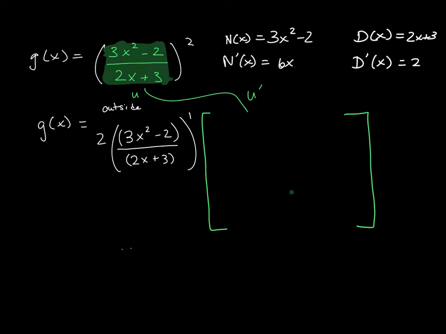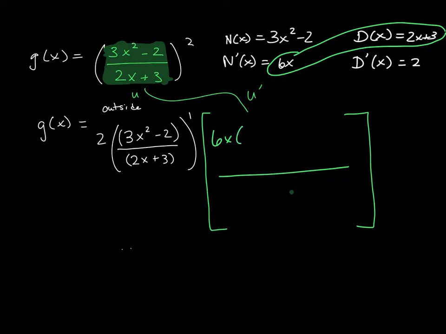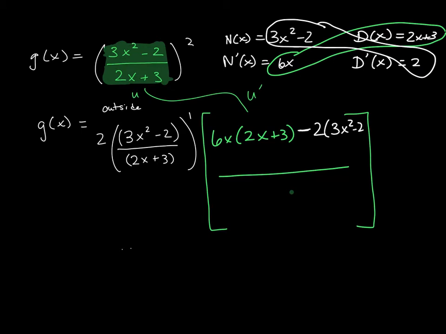So when you're going through and using the quotient rule, it is the derivative of the numerator times the denominator, which leaves me with 6x times 2x plus 3. Then I have to make sure I subtract, and I subtract out the numerator times the derivative of the denominator. So I'm subtracting out 2 times 3x squared minus 2, and that's all over the denominator 2x plus 3 quantity squared.